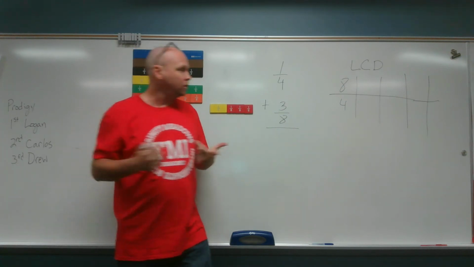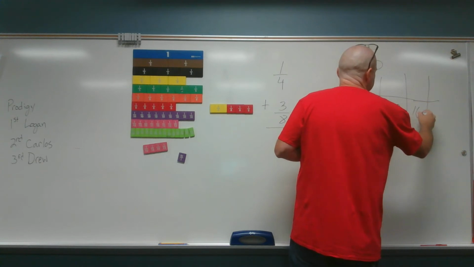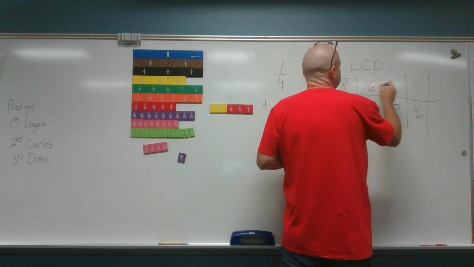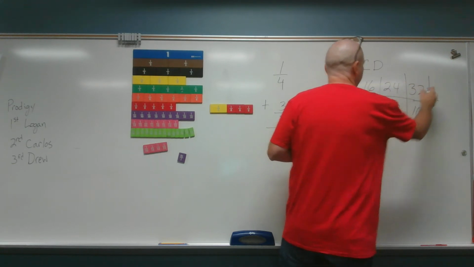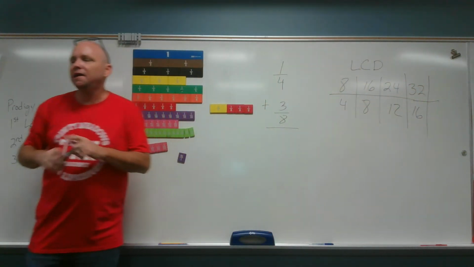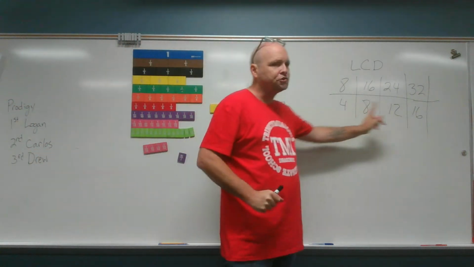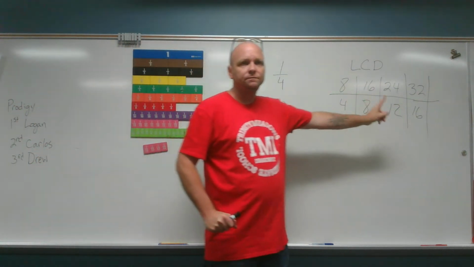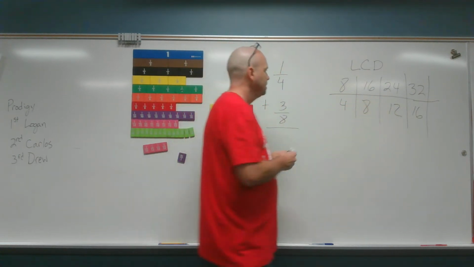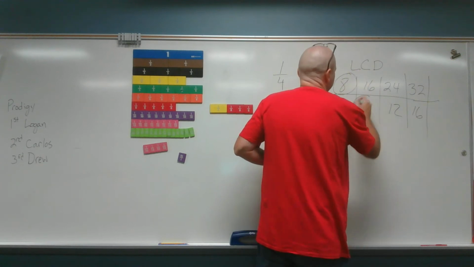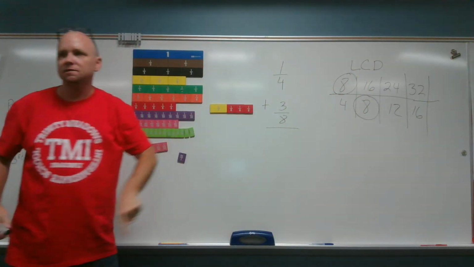So for example, if I went 4, 8, 12, 16, and 8, 16, 24, 32. And then I want to find the smallest multiple they have in common. Which is what, Joshua? 8. 8. This is the least common denominator for 4 and 8.